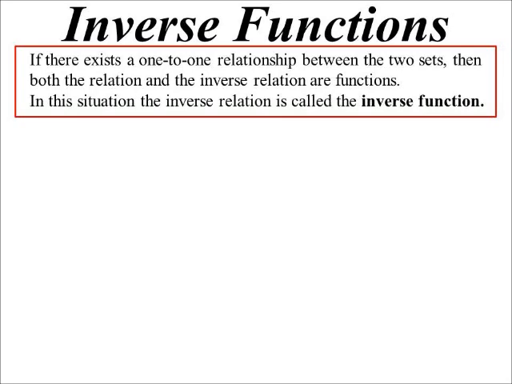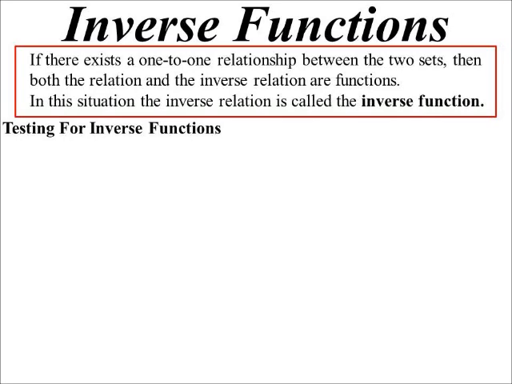Now, if it does turn out to be a function, so let me put it another way. First of all, you find the inverse relation. If it turns out that that new inverse relation satisfies the rules for a function, then we call it an inverse function. Otherwise, it's just an inverse relation.